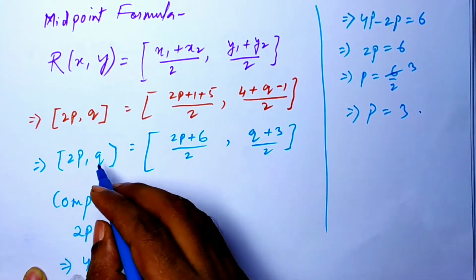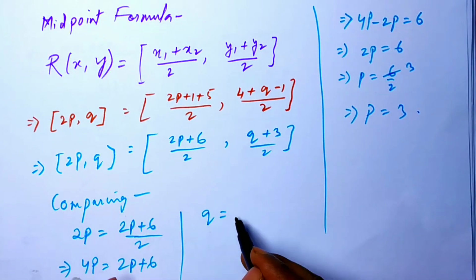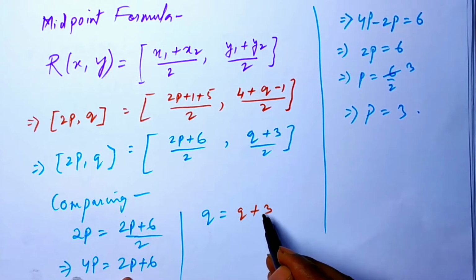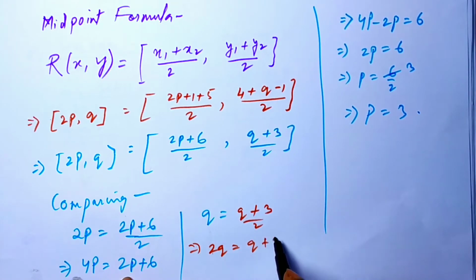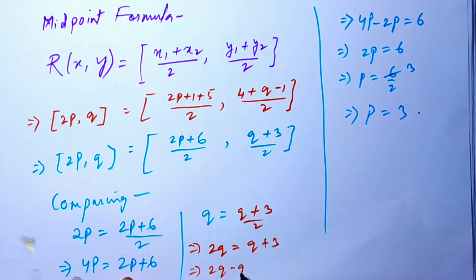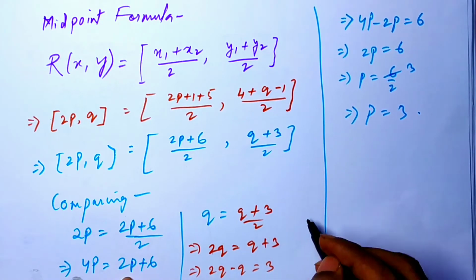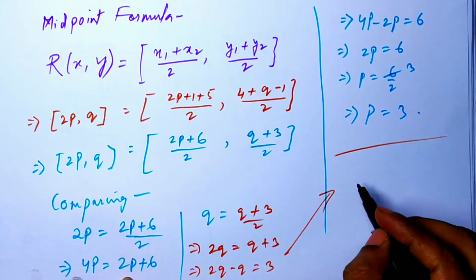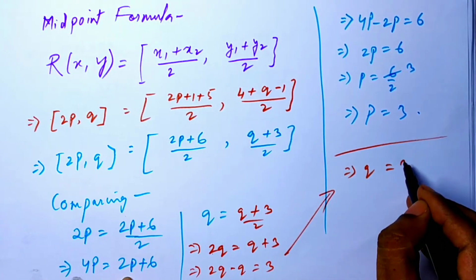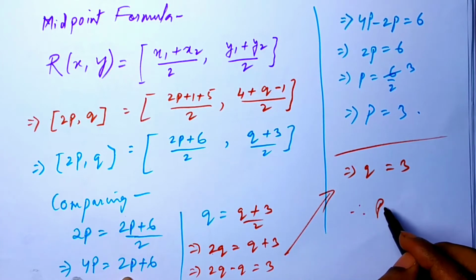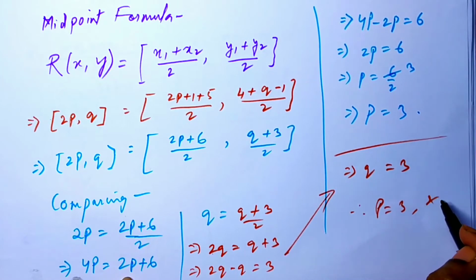And we have q equal to (q + 3) by 2. So by cross multiplication, 2q equal to q + 3. So 2q - q equal to 3. So let us do it here. So 2q - q is q equal to 3. So therefore we can write p equal to 3 and q equal to 3 is our answer.